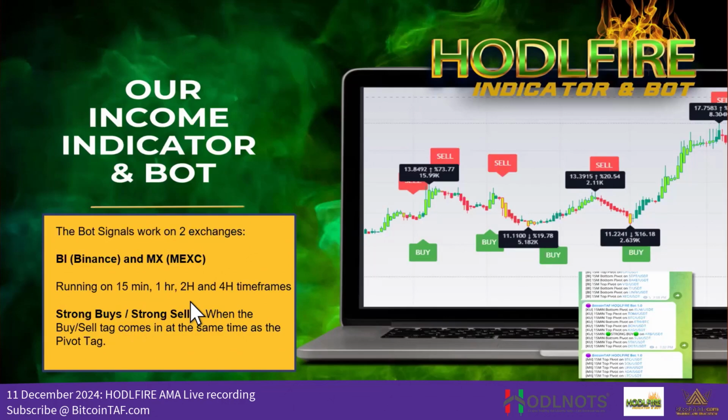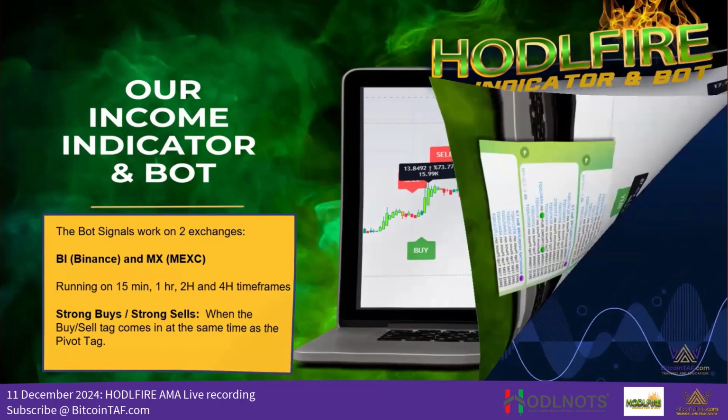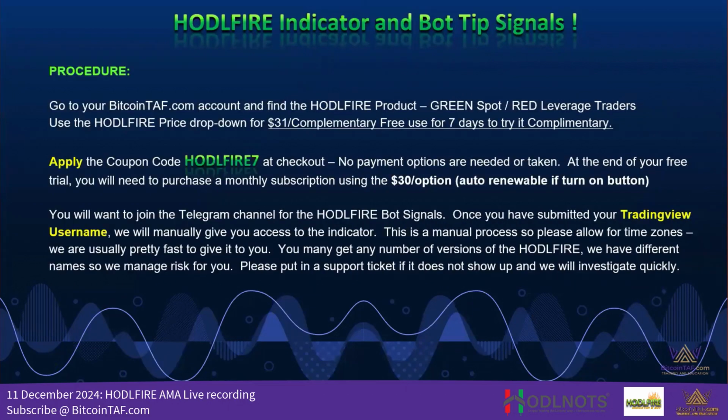That means that the pivot and the sell tag come in at the same time, or the pivot and the buy tag come in at the same time. So I do know that a lot of people who are experienced traders will only use the strong buys and the strong sells. So they tend to use it that way. That's just another way you can use it. Now let's get into it a little bit more.